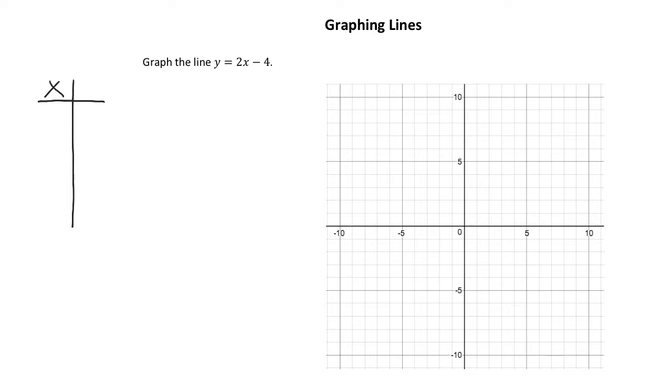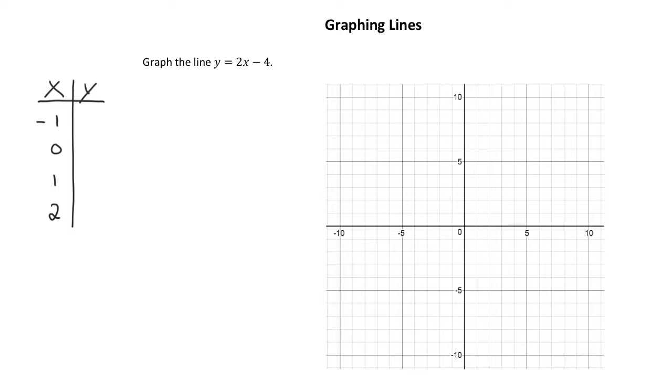On one side I'll put x, on the other side I'll put y, and I'm just going to choose some things for x and then solve for the corresponding y values. So I'm going to put x is equal to, let's say, -1, 0, 1, and 2. With these x values, I can go to my equation y equals 2x minus 4, put these numbers in place of x, and solve for y.